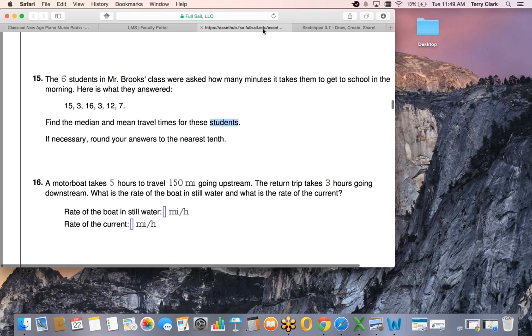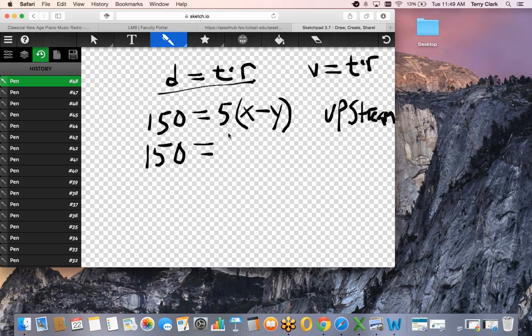The problem says that the return trip takes 3 hours downstream. So I've got 3 hours for my time. And once again, this is the time. Put a T right above that. And this whole thing right here is the rate. And then of course this is the distance here. Obviously, downstream, I'm getting there faster.